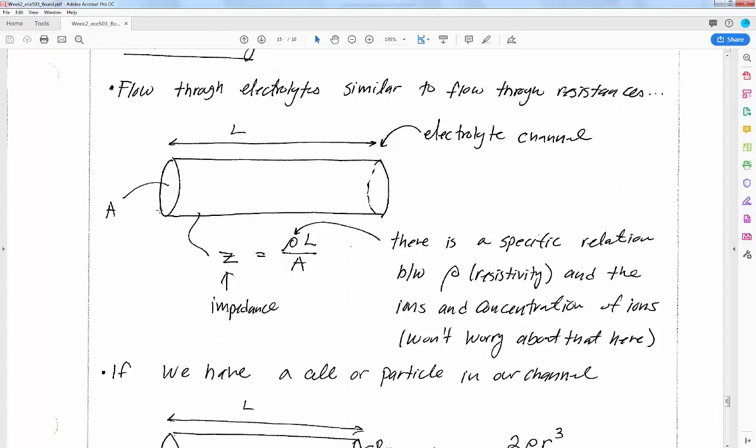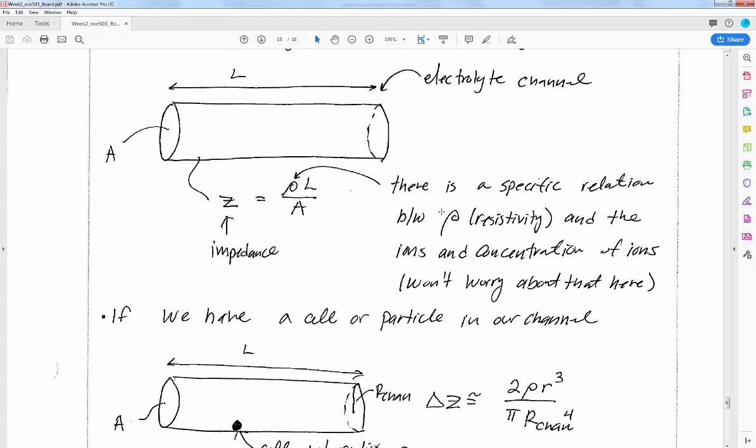So this is like what I mentioned before. Flow through electrolytes is similar to flow through conductors. So if you have an electrolyte channel, it has a cross-sectional area A and a length L, and you can find the impedance Z of that channel with no particles inside.